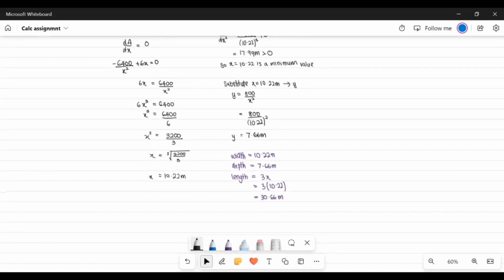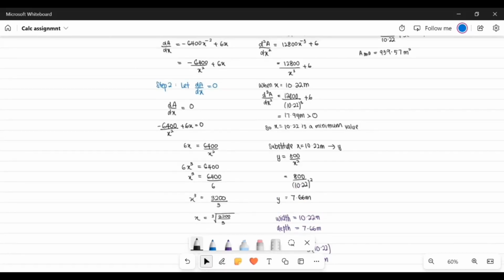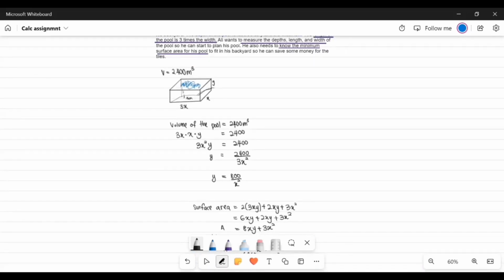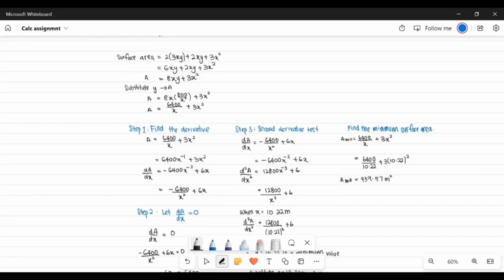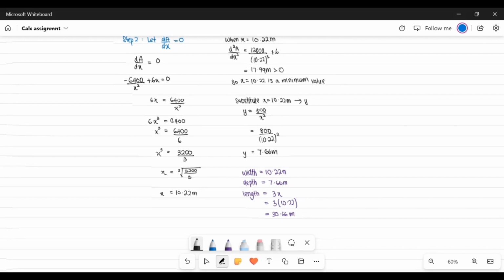After we determine whether it is minimum or maximum value, you will have to substitute the value of x into y to get the y value. So the y value here is the formula that we got in the first place from the volume. Okay, so you just have to substitute the x value in the y formula. After you substitute the x value, you will get 7.66 meter for the y value.